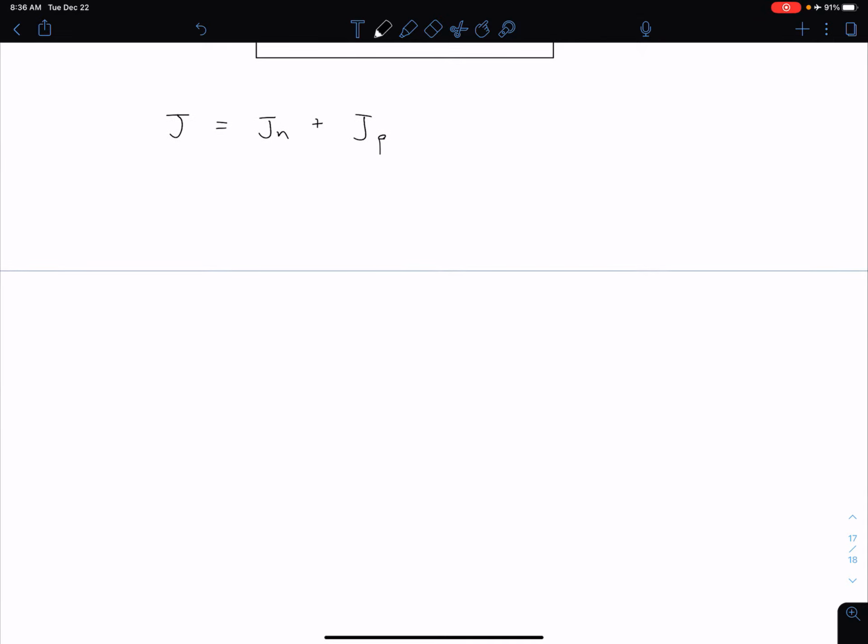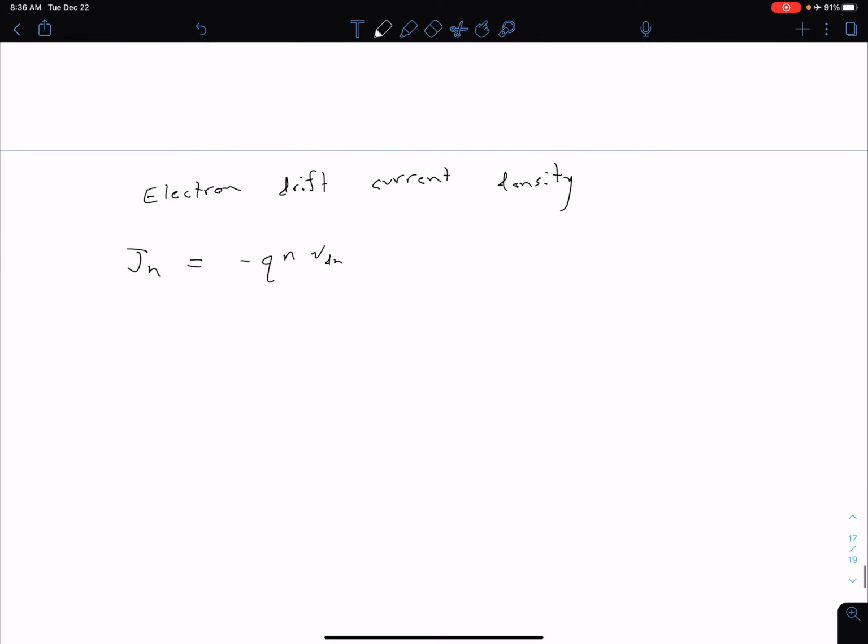So first let's look at our electron drift current density. With this electron drift current density, we're talking about this J sub n term. So J sub n, we can say is equal to negative q n v sub dn. So let me define what each of these terms are. So q is the magnitude of the charge on our electrons. So of course we have a negative because our electrons are negatively charged. So I'm just going to say this is the charge of the electron.